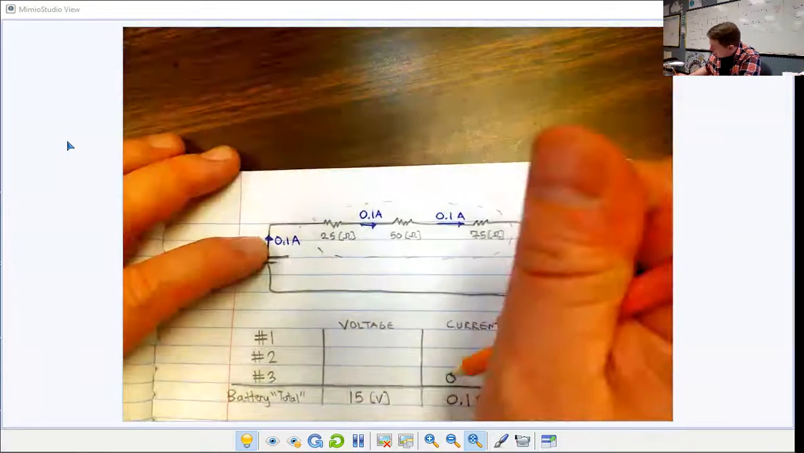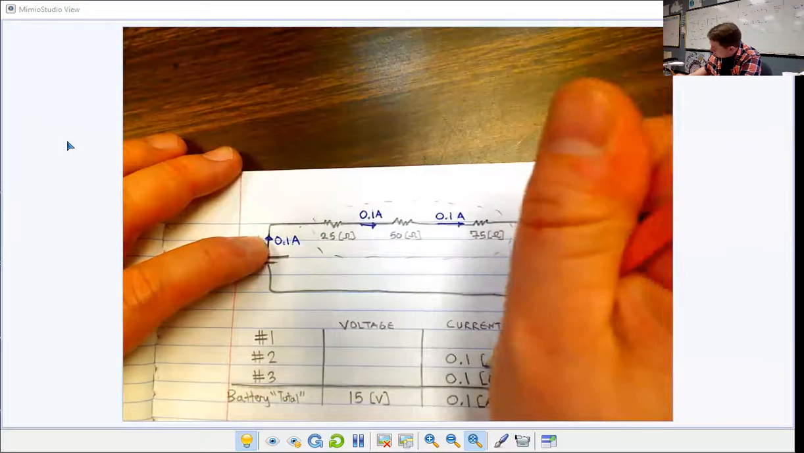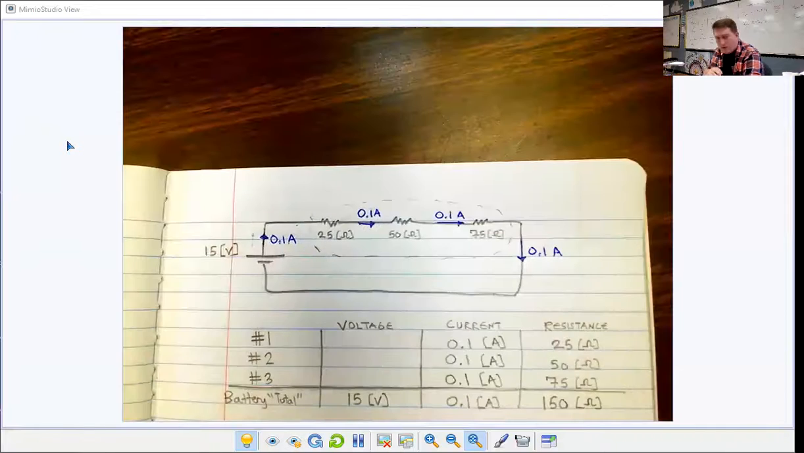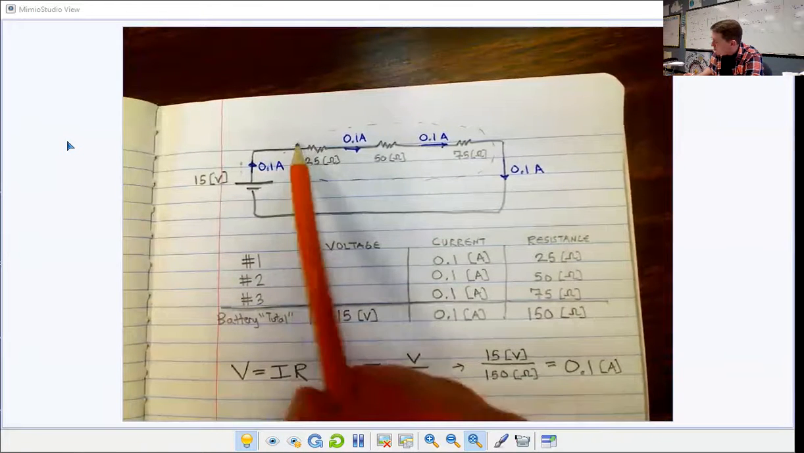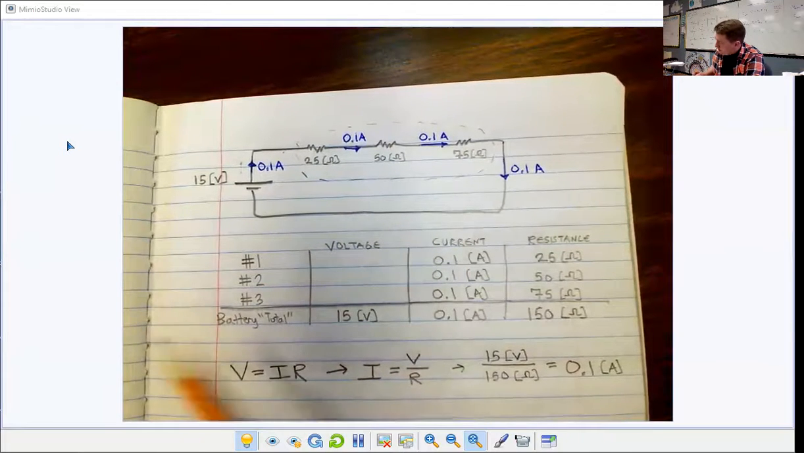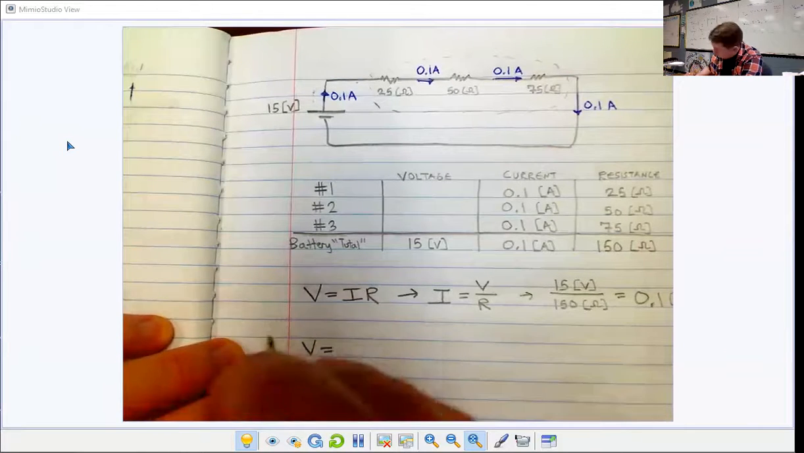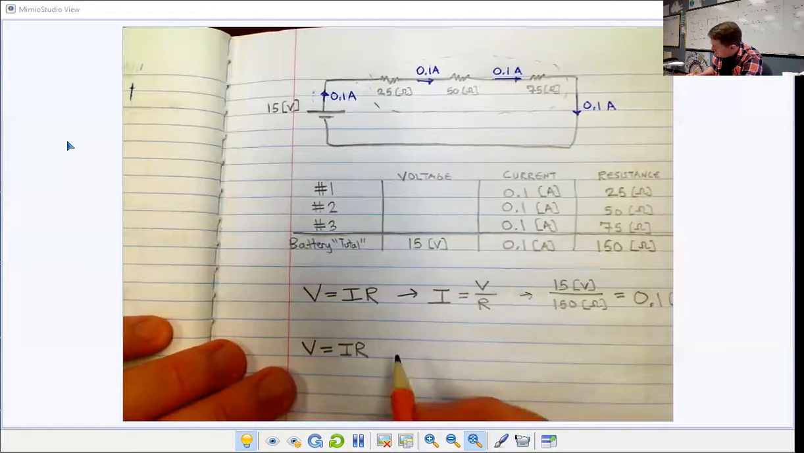So with that, I can now populate this chart right here. Now, what I would like to find out is how much voltage drop each resistor gets. So to do that, I can use V equals IR. I have the current and the resistance, which says all I have to do is multiply the current and the resistance.